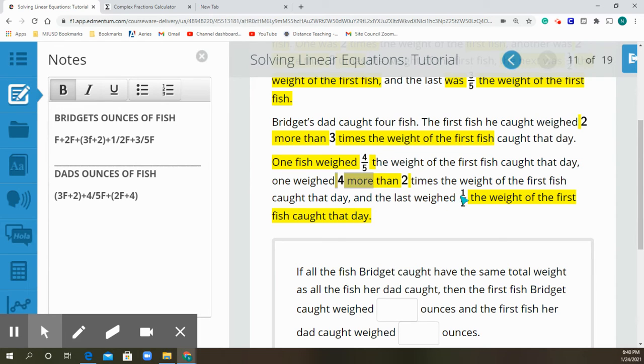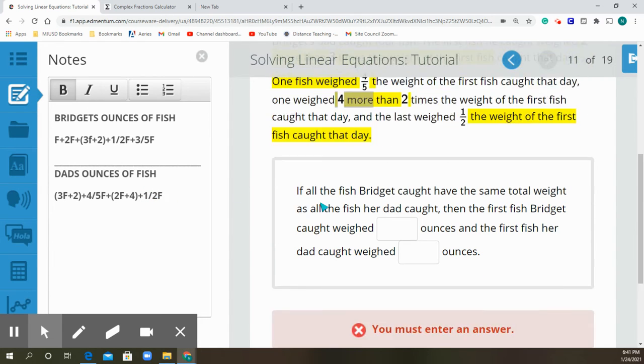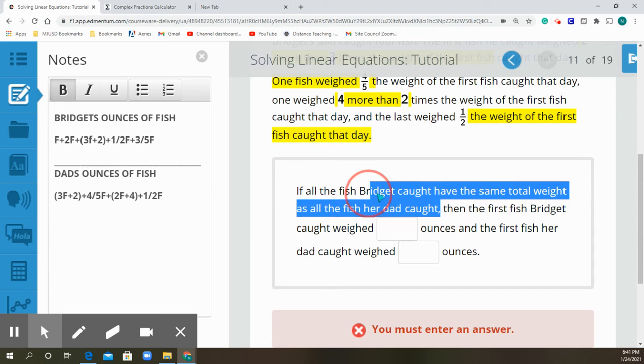And the last was half the weight of the first fish that was caught that day. Plus half F. Okay, so Dad's ounces of fish were 3F plus 2 plus 4/5 F plus 2 times F plus 4 plus half F. All right, sounds good. So if all the fish Bridget caught have the same total weight as all the fish her dad caught, the same total weight, Bridget and Dad.